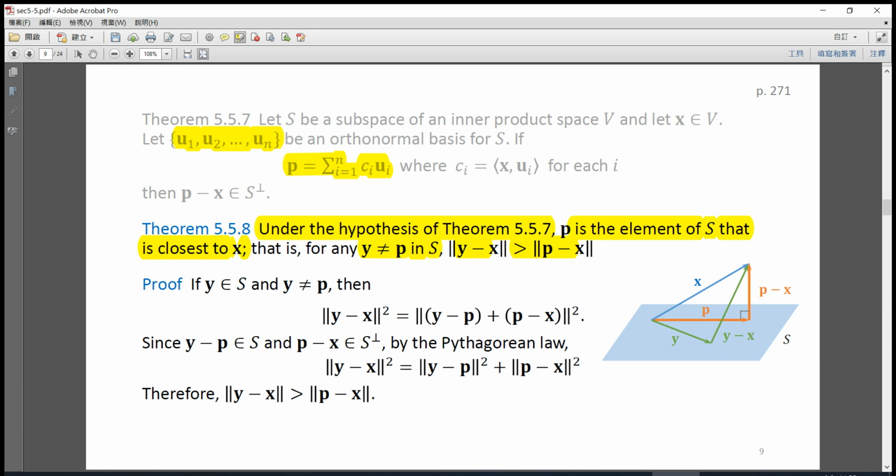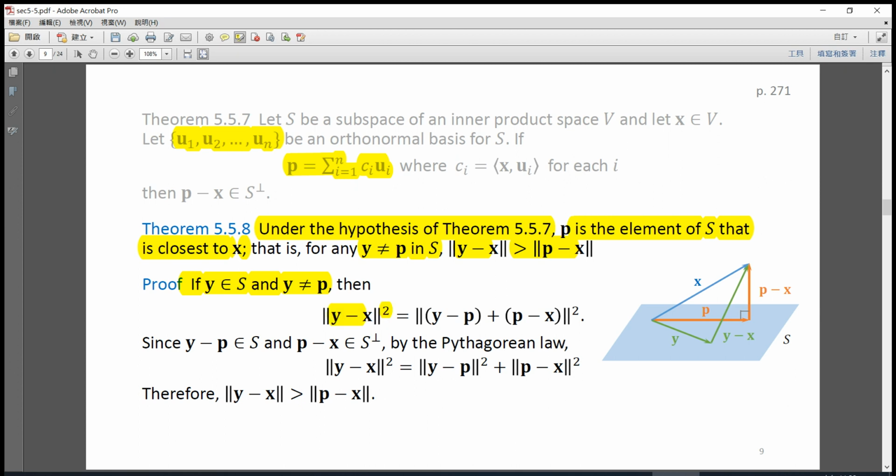From Theorem 5.5.8, we know Theorem 5.5.7 is a very important result, because it allows us to find the element of S that is closest to X, which has a wide range of applications. To prove Theorem 5.5.8, suppose Y belongs to S and Y is not equal to P.